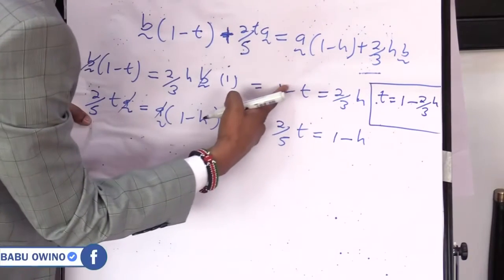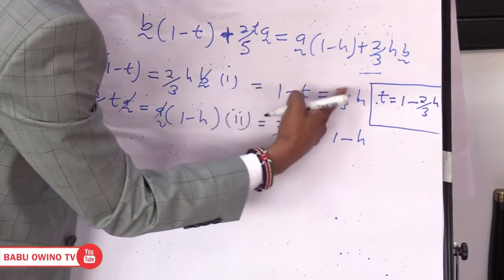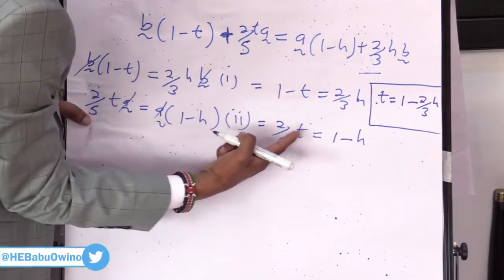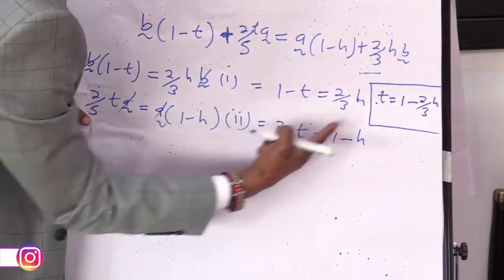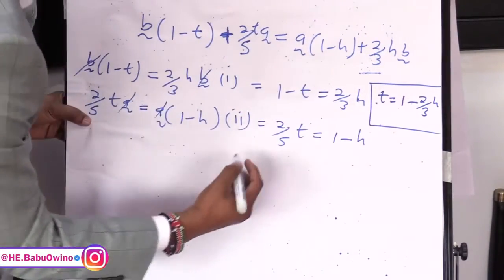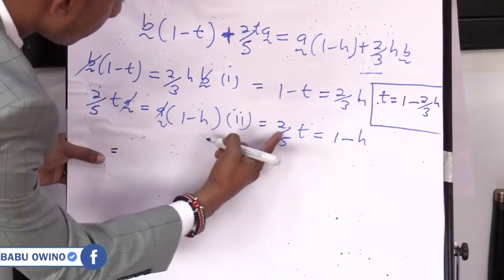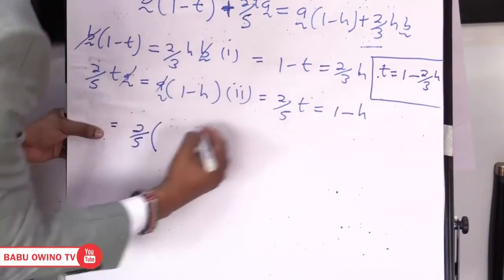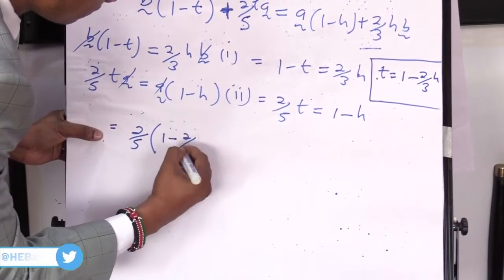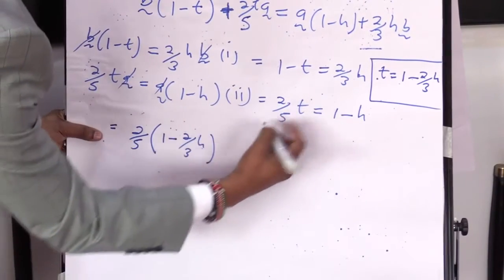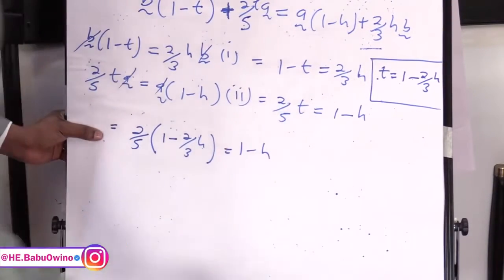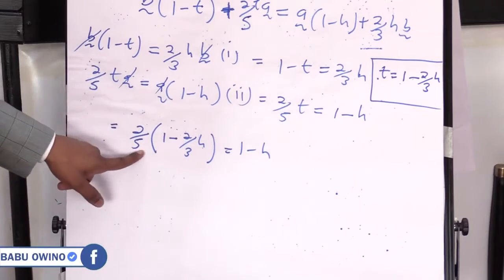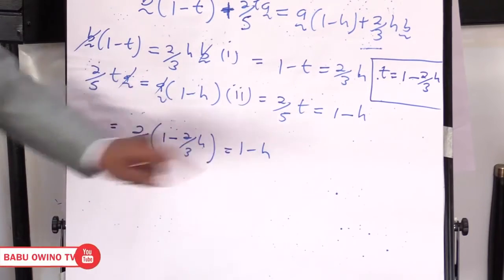When 2 over 3 H crosses the other side it becomes a minus, so T equals 1 minus 2 over 3 H. Where there is T in the second equation, you replace it with this value. So here we get 2 over 5 of T, but our T here is 1 minus 2 over 3 of H, equals 1 minus H. So when we simplify this, cross multiply both sides by 5.